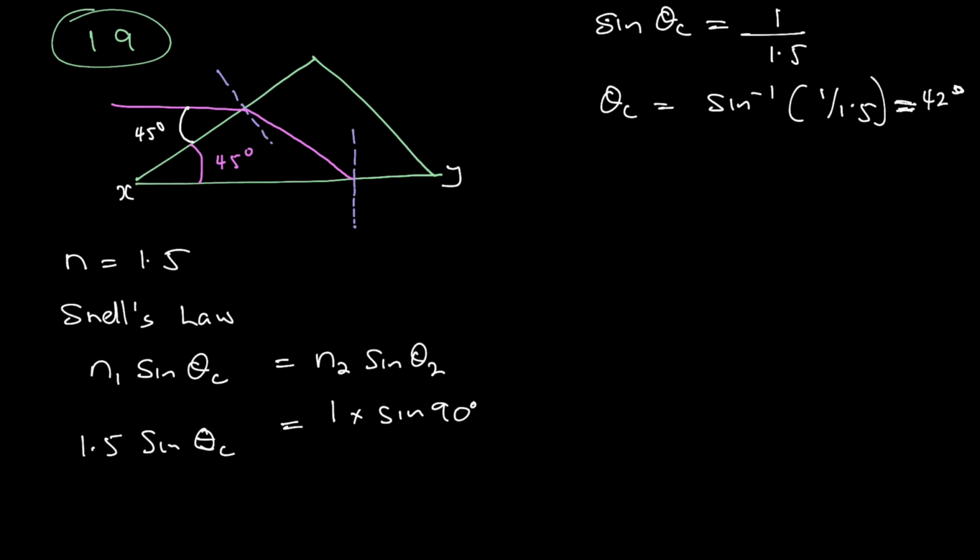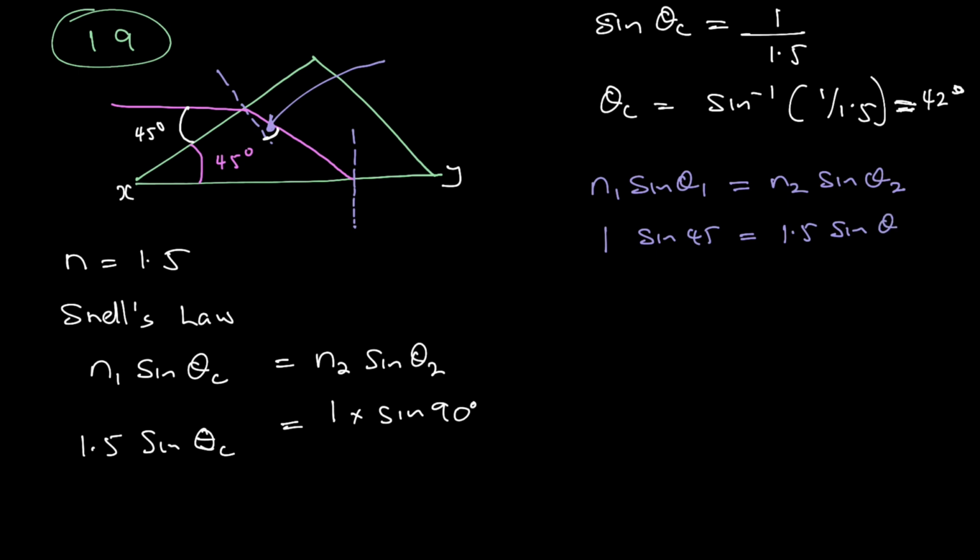So what we need to do now is find what this angle will be. To find that angle, I need to use Snell's law again. n1 sine theta 1 equals n2 sine theta 2. So this is going to be 1 because it's air outside, sine 45, which equals 1.5 for the glass, sine theta 2. Sine theta 2 is sine 45 over 1.5, and that gives me 28 degrees.